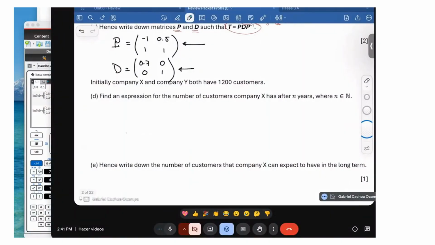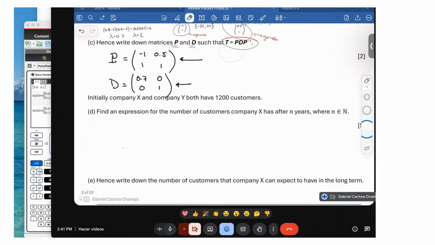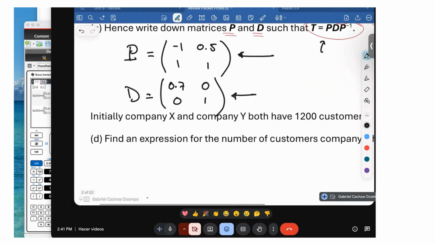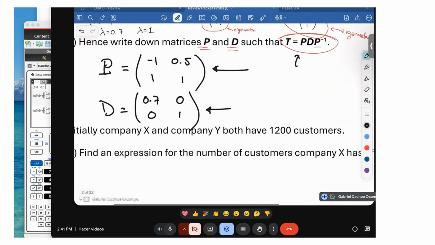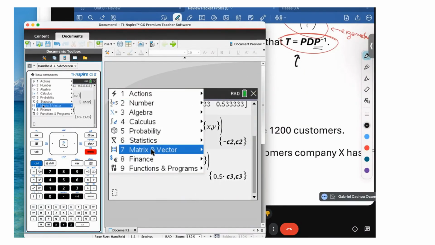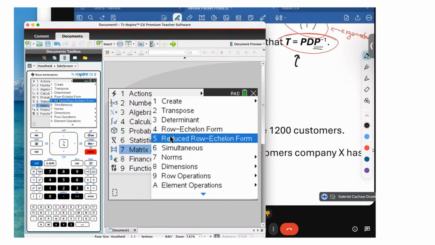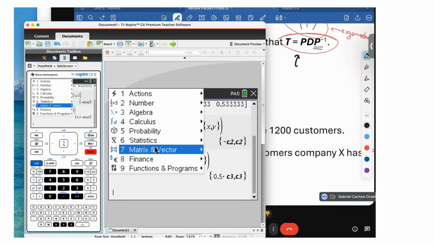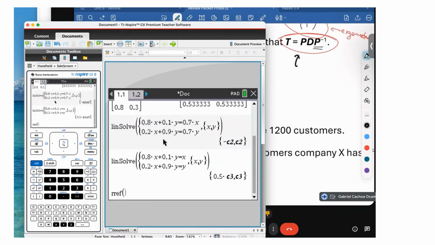Okay, now we're going to explore a little bit more about this way of writing the matrix. First of all, we already know what P is and what D is. And what are we missing? Well, we're missing P inverse. What do we do to find P inverse? We go to menu, matrix and vector, and remember this option that helps us find the inverse of a matrix. So menu, matrix, reduced row echelon form.